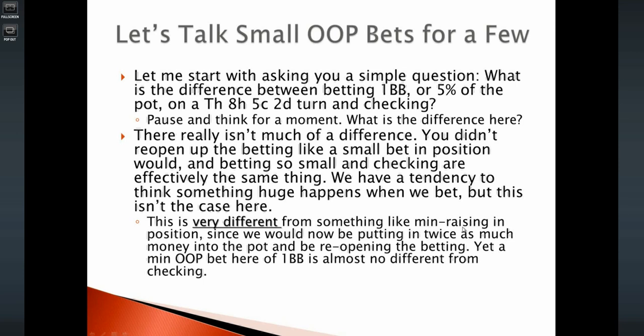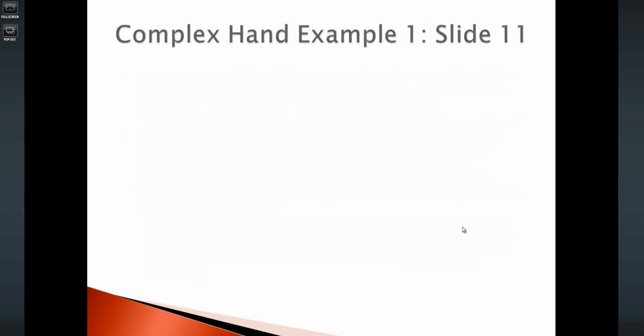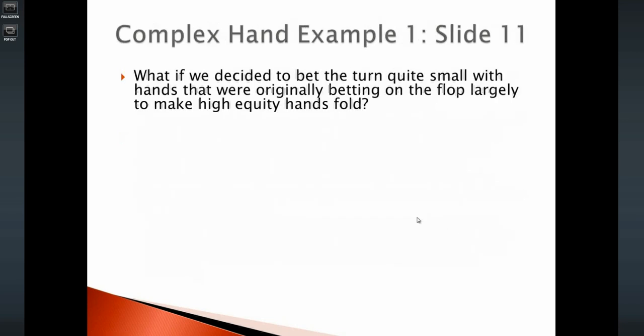A min raise, which is also a line that people maybe associate with being a fish sometimes, is hugely different from a min bet out of position, because a min raise requires you to put in twice as much money, and it reopens the betting if you're in position. Whereas a min bet out of position really just doesn't do anything. So let's continue on to slide 11 for that hand example.